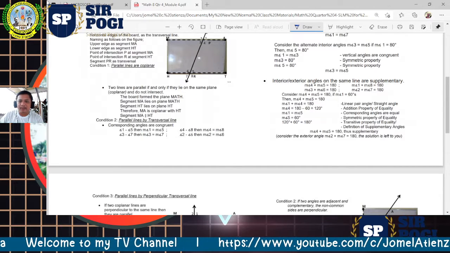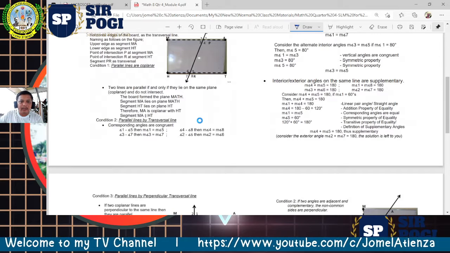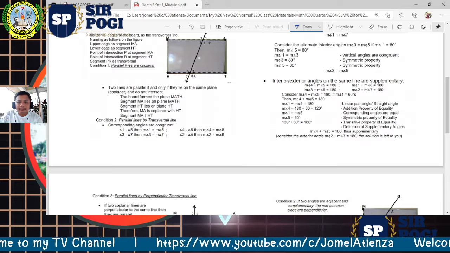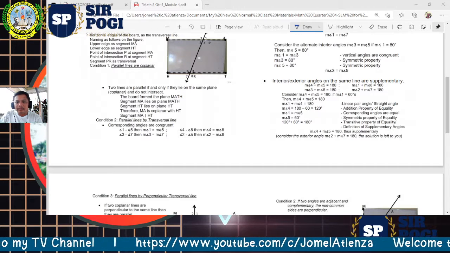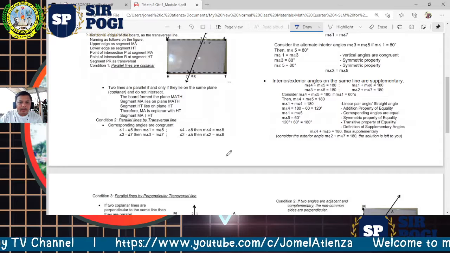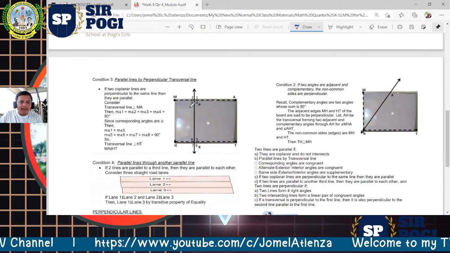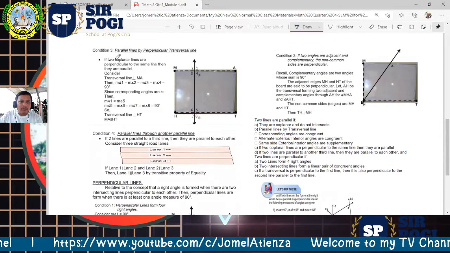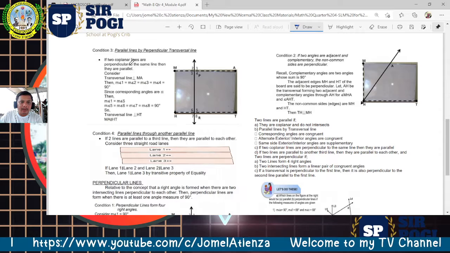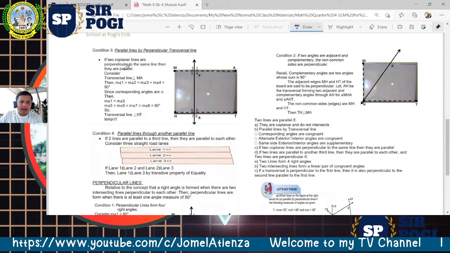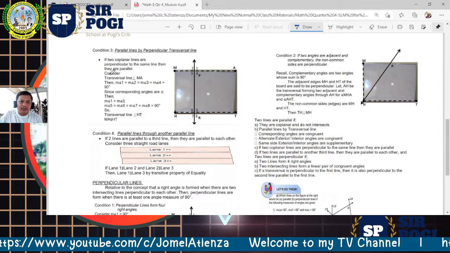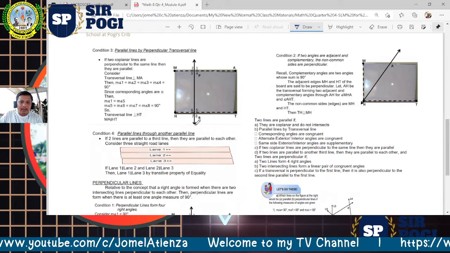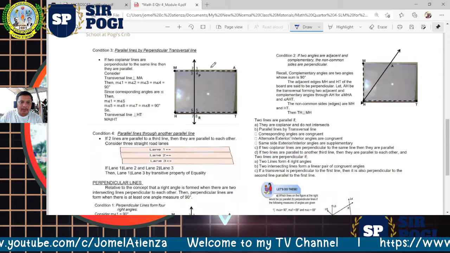Okay? Okay, next. Next is parallel lines by perpendicular transversal line. So if two coplanar lines are perpendicular to the same line, then they are parallel. So consider the transversal line is perpendicular to MA. It is perpendicular to MA.